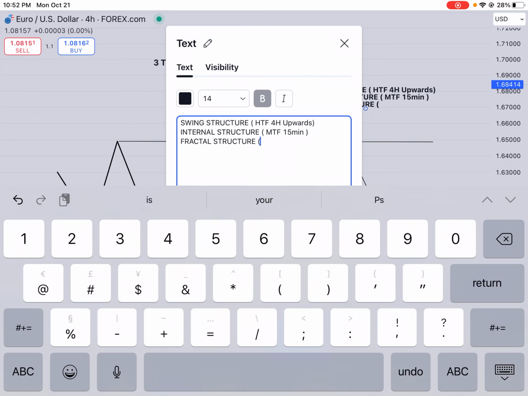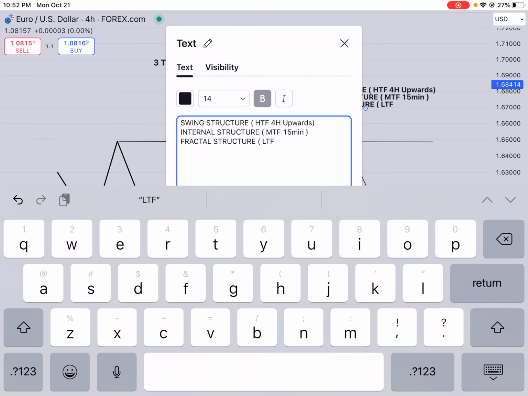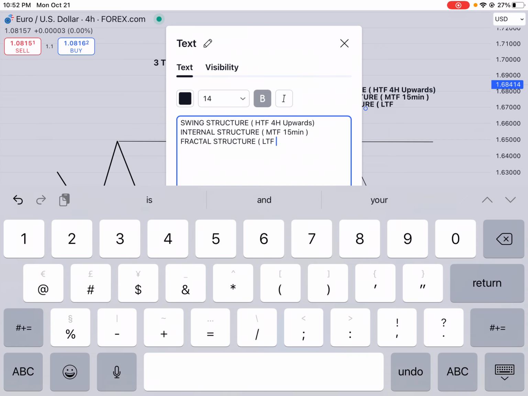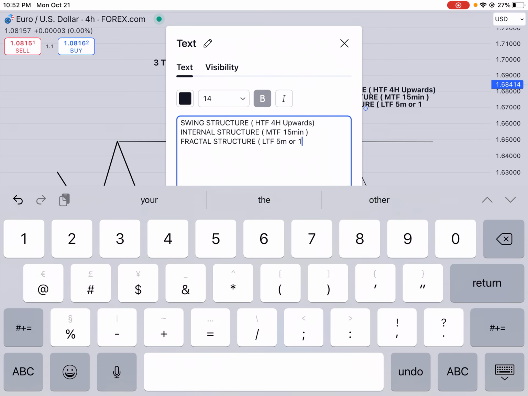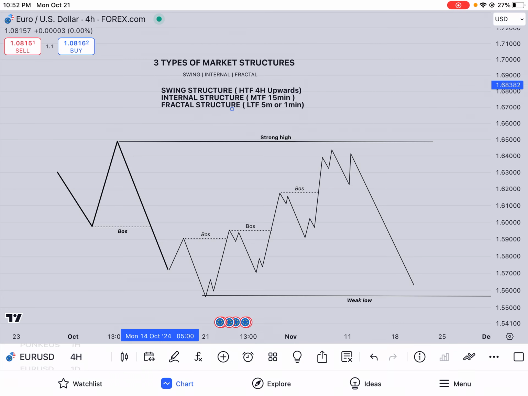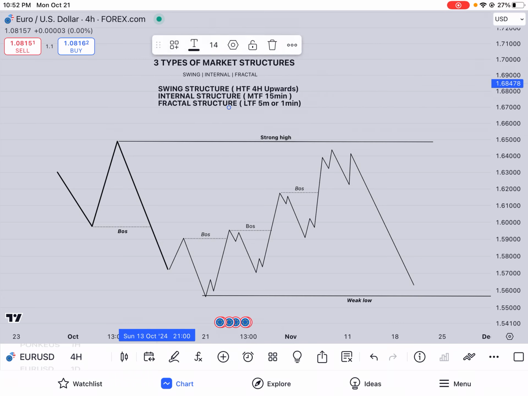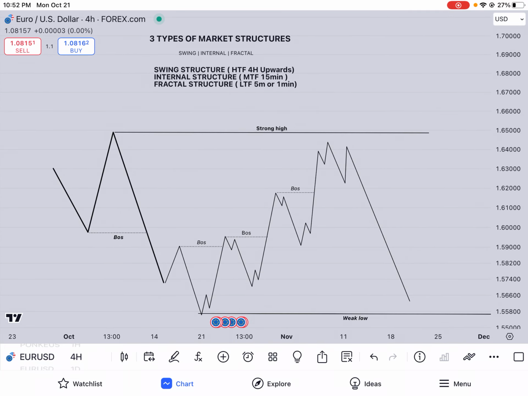That's when you are using probably the lower time frame, like maybe let's say 5 minutes or 1 minute. Please, I want you to follow. So I just listed 3 time frames: the swing structure, the higher time frame, the internal, the medium time frame, and the fractal, the lower time frame.